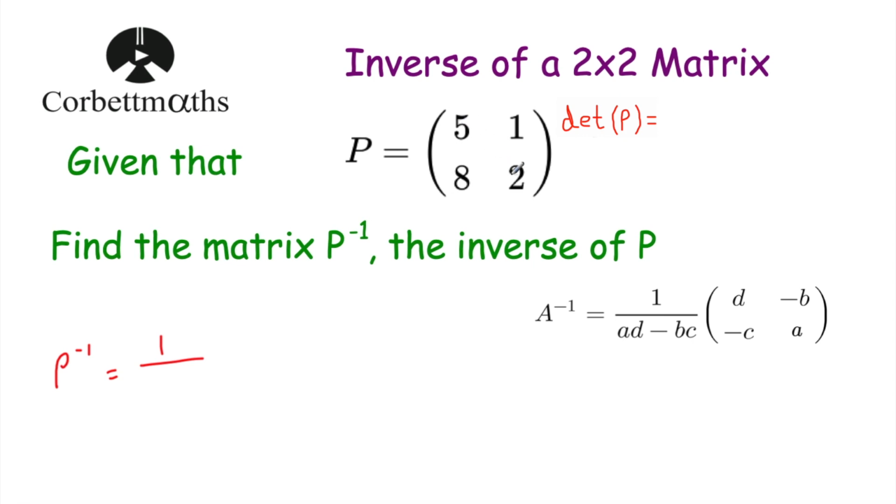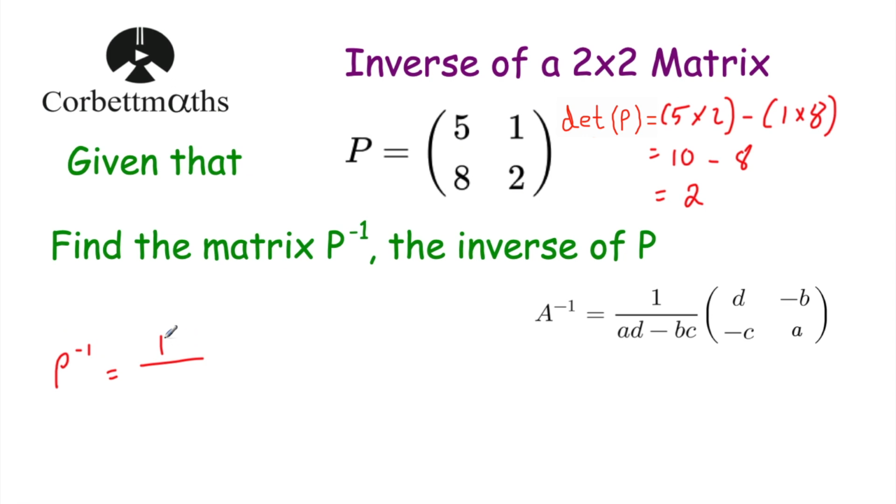So it's going to be 5 times 2, so it's going to be 5 multiplied by 2, subtract 1 multiplied by 8. 5 times 2 is equal to 10, subtract 1 times 8 is equal to 8, so we've got 10 take away 8, and that's equal to 2. So the determinant of matrix P is equal to 2.